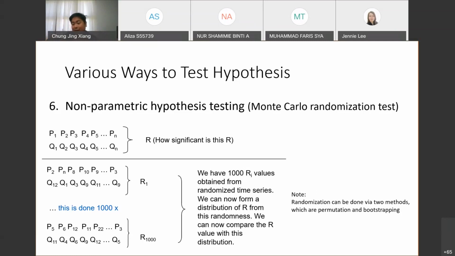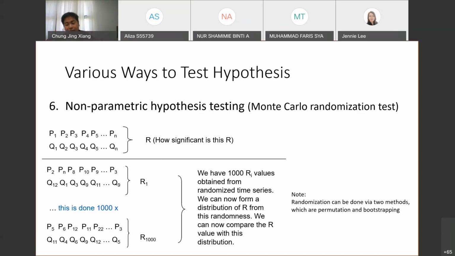Let's say we have this sample, P1, 2, 3, 4, 5 until Pn, then we have Q1, 2, 3, 4, 5. We want to calculate the relationship, so we get R. We ask, how significant is this R, the correlation? Let's say our R value is 0.8. How significant is this? You would tend to use a t-test, the parametric test. But what if we want to use the non-parametric approach? Then we throw the t-test away.